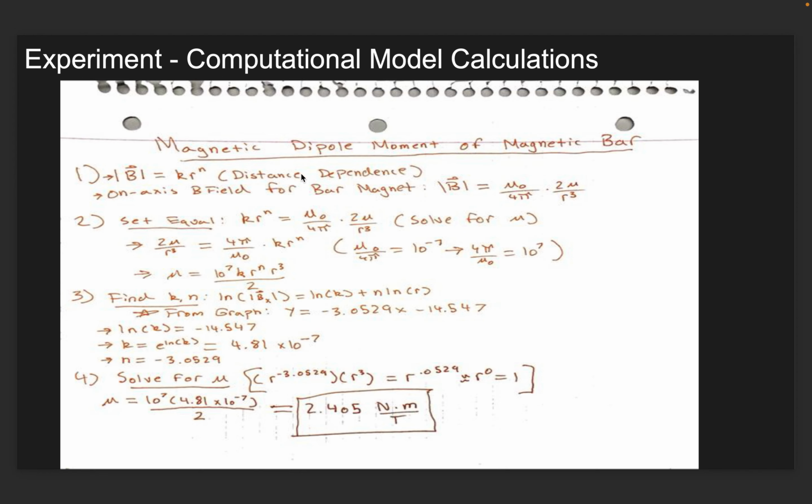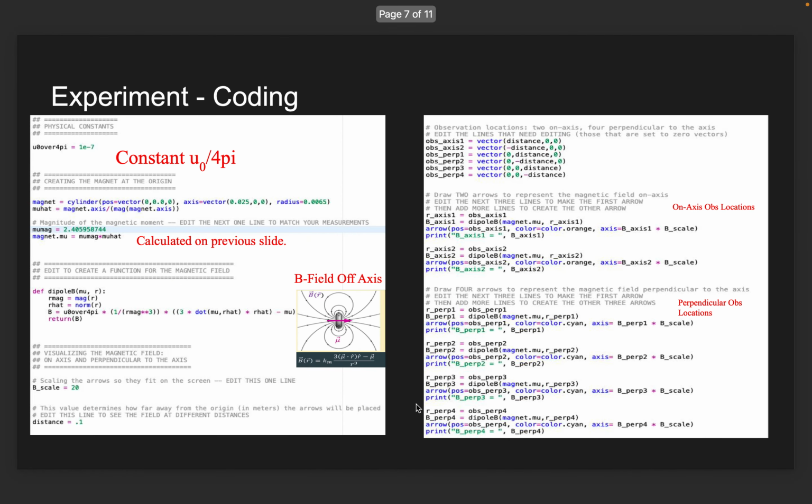So to calculate mu, I first knew that we could set the magnitude of the bar equal to k r to the n as our distance dependence, and I also know that the on-axis B field for a bar magnet was equal to mu 0 over 4 pi times 2 mu over r cubed. I set those equal and I solve for mu, and then we find k and n from our linearization formula on our graph, and we plug those in to get a total of 2.405 Newton meters per Tesla.